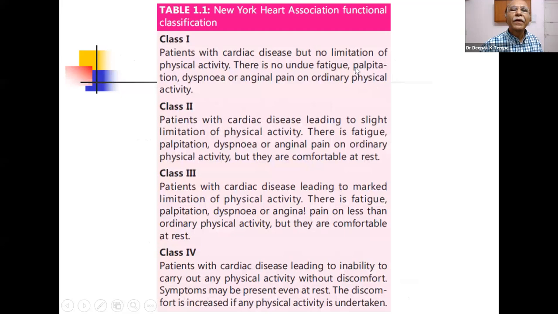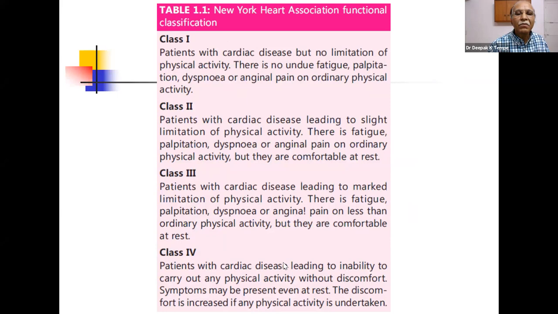So this is a functional classification given by NYHA, the New York Heart Association. A patient with cardiac disease but no limitation of activity, so he can perform all his activities, is class 1. A patient who has cardiac disease leading to slight limitation of physical activity is class 2. If there is a significant or marked limitation of physical activity, that is class 3. And class 4 means he is not able to carry out any physical activity.